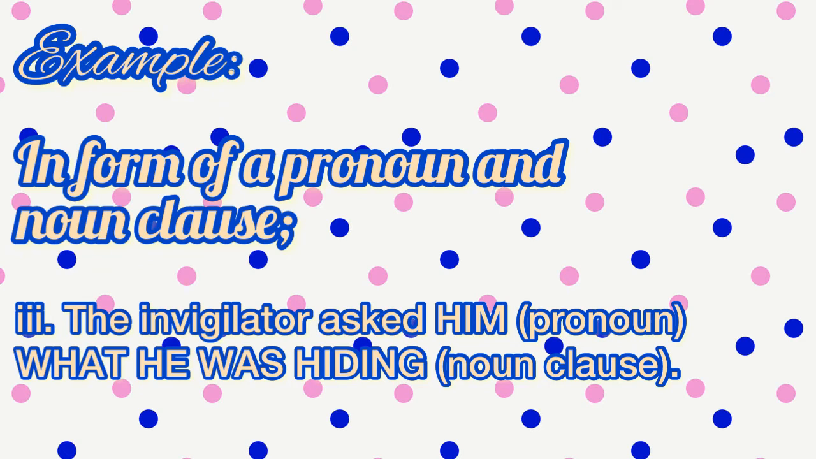Asked is the verb in this sentence, while him and what he was hiding are two different objects. So whenever we have two different objects in a sentence, we regard one as direct and the other as indirect. So the direct object in this sentence is what he was hiding, while him is the indirect object. So we have two objects: one is a pronoun, the other is a noun phrase.